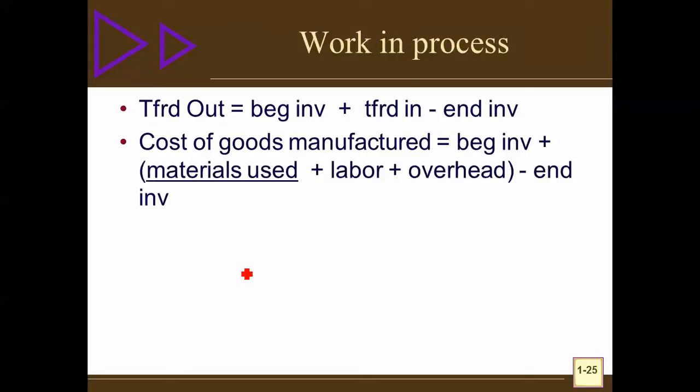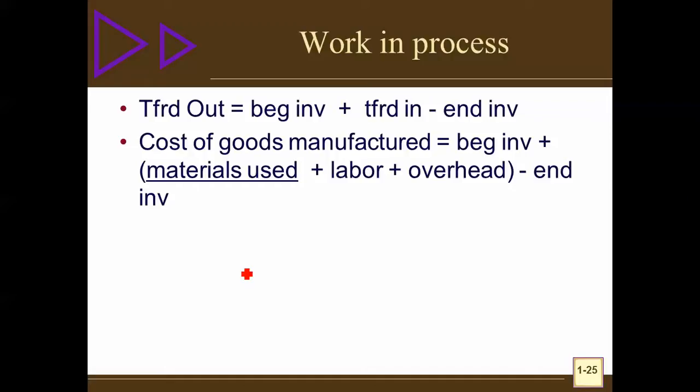Cost of goods manufactured is equal to the beginning inventory plus the materials that were used on the shop floor during this accounting period plus the labor on the factory floor plus the overhead minus the ending inventory. That is the value of the goods not quite completed.